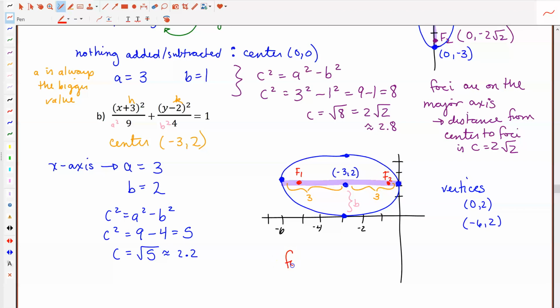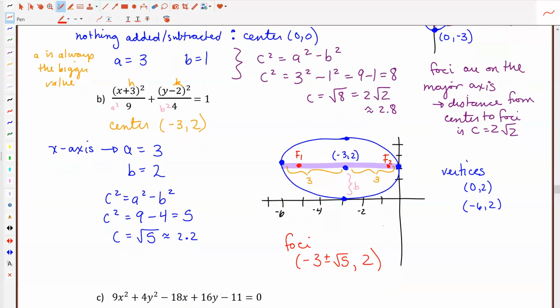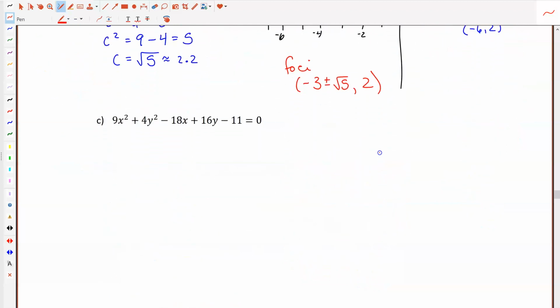So the foci are going to be at negative 3, plus and minus square root of 5 to move left and right, but we didn't move anything in the y direction, so the y coordinate is going to be 2. And you can just leave it like that. Okay, so let's take a look at one more.